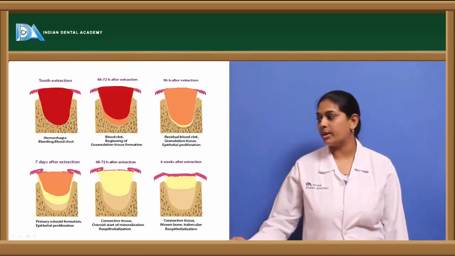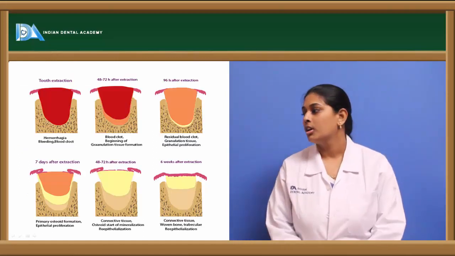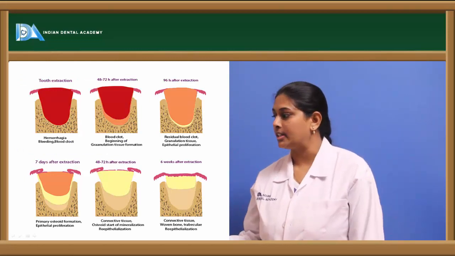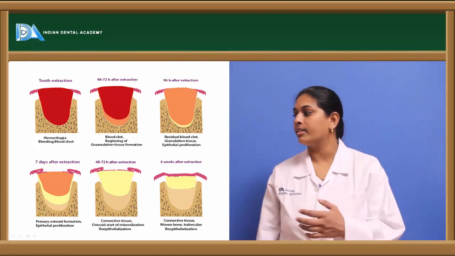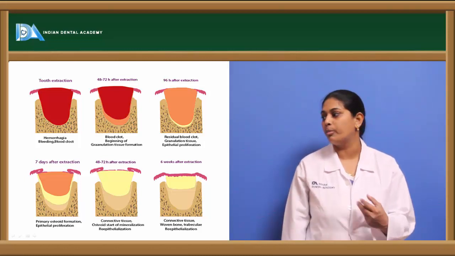Coming to the diagrammatic representation of what happens in tooth extraction. First, we see that a hemorrhage, the red area indicating the hemorrhagic area, is being formed. Along with that, underneath is the porous form, which constitutes the bone part.